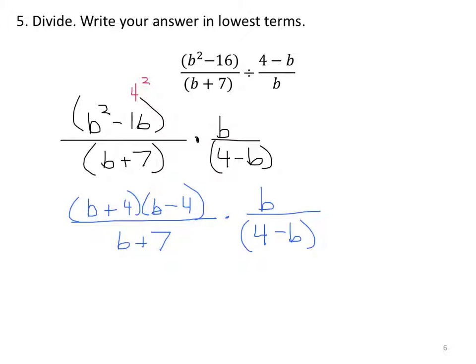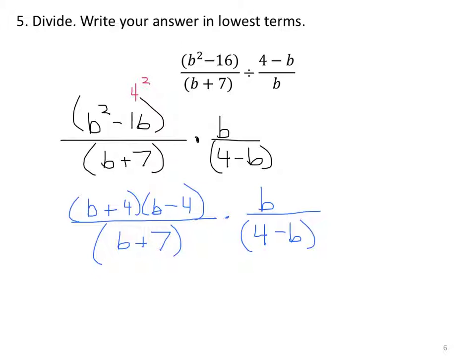Okay, notice you cannot cancel this b and this b, because that would give you b over 4 minus 1, and that's not what this here is. So if it's added or subtracted, you can't cancel it. You can only cancel terms that are factors, that are multiplied together. And in this case, the whole of 4 minus b is a term, and it has to match 4 minus b on top, or else you can't cancel it.